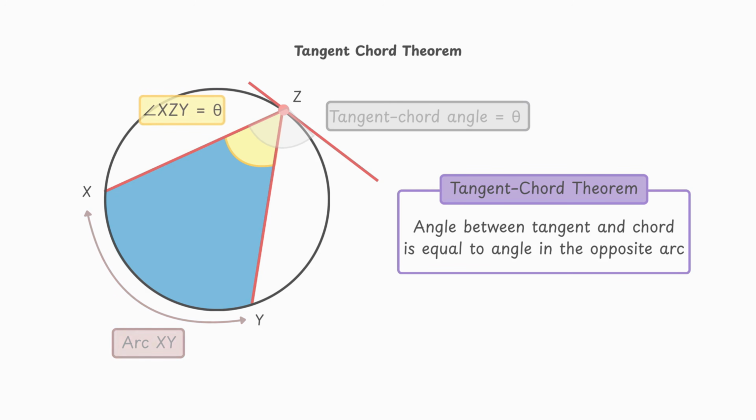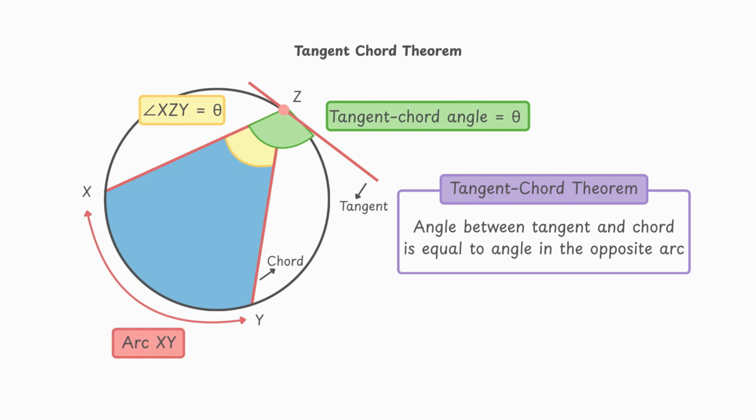So we can write angle XZY, which is theta, is equal to the angle inside the circle, standing on arc XY. This is the power of the theorem. You do not need to calculate both angles separately. Once you find one, you immediately know the other.